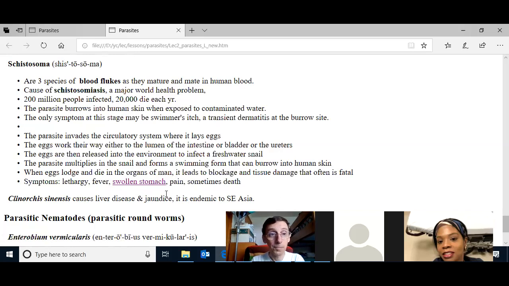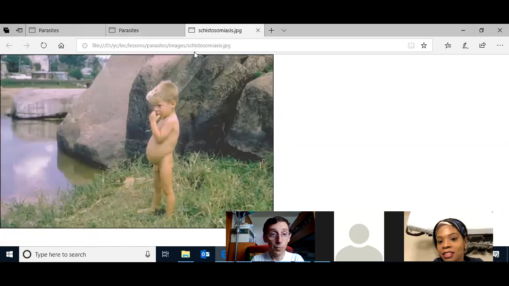So some symptoms of schistosomiasis are that the patient becomes lethargic, they get a fever, their stomach swells, and that's from blockage of circulation. The patient feels pain, and then if the blockage is severe, sometimes death can result. And here's a picture of a boy who swam in the water and then later got schistosomiasis, and here we're looking at schistosomiasis happening. Any questions about that?